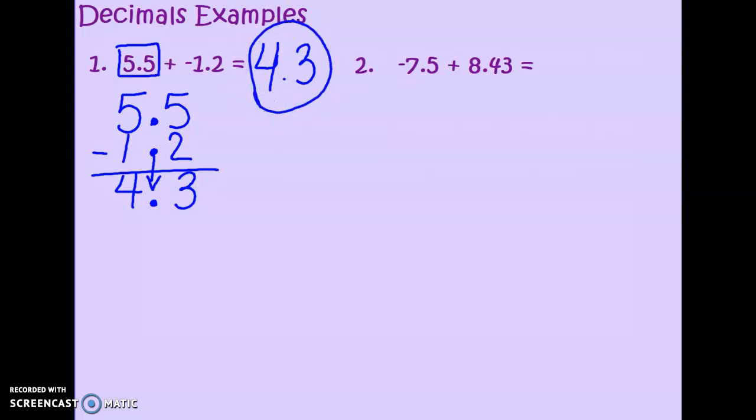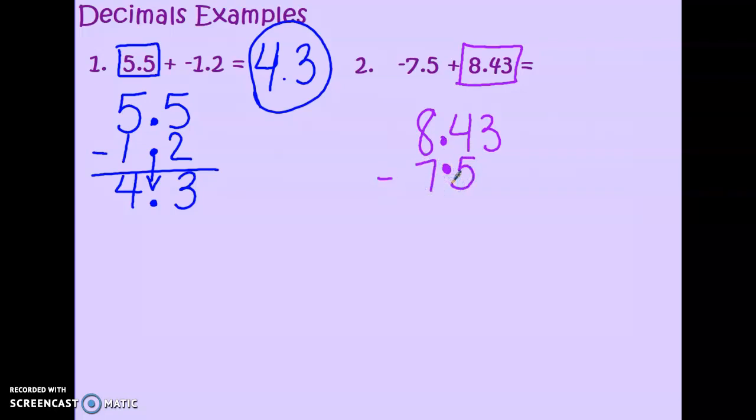Okay. The second question, -7.5 plus 8.43. Okay, first of all, I'm going to determine which number is bigger. My 8.43 is bigger, so that's the number I put first. 8.43. I've got to remember to line my decimals up. Okay, and I'm subtracting because I've got opposite signs again. So I'm subtracting 7.5.